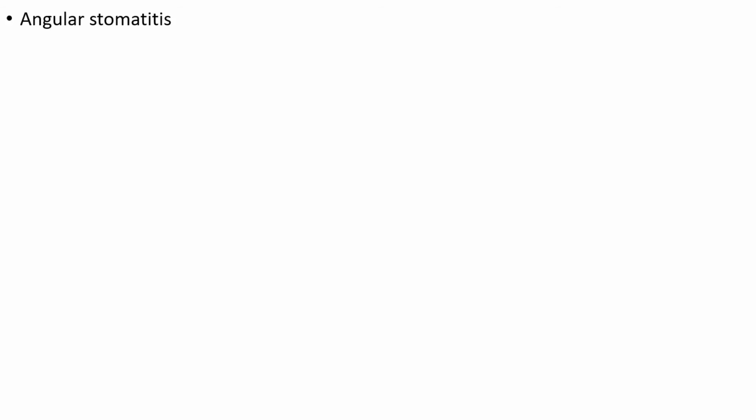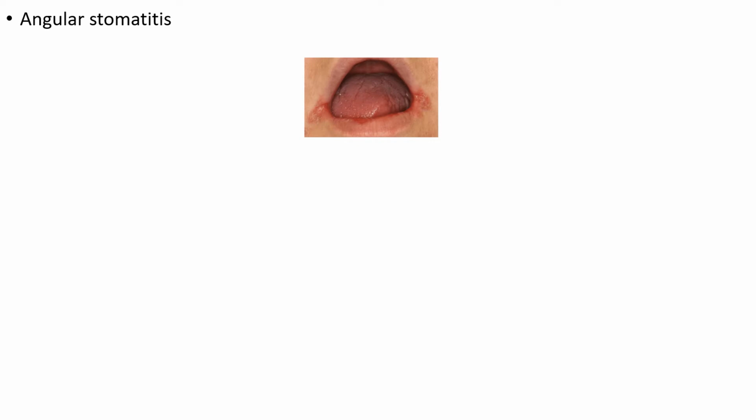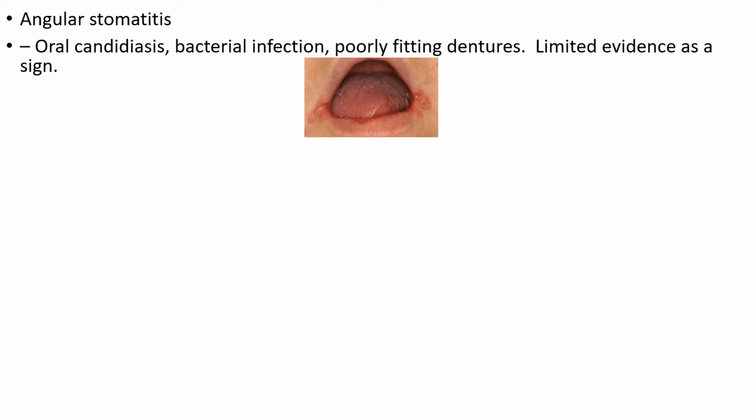Okay, so angular stomatitis. This is where you get a bit of inflammation, redness and pain at the corners of the patient's mouth. It can be caused by oral candidiasis, bacterial infection, or poorly fitting dentures. There's actually limited evidence of it as a clinical sign as such, and that's based on the findings of a book called Mechanisms of Clinical Signs.